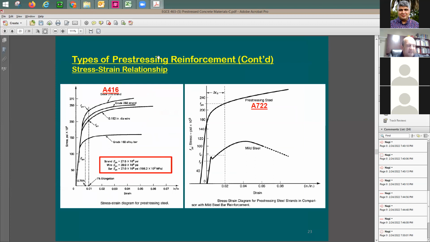How about the performance? How would I look at the performance and E and all of that? Here's a comparison between the 416 and the grade 160 alloy bar. What's the grade 160 alloy rebar? You say it is something like this. So here's a mild steel. You say mild steel, you're talking here about FY of 60 KSI. Look at this, 40 and 60. Yeah, they call it mild steel.